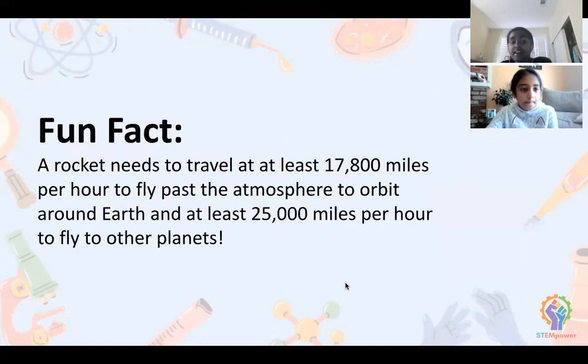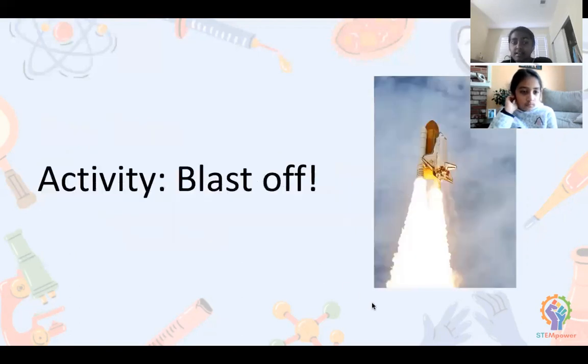So here's a fun fact: a rocket needs to travel at least 17,800 miles per hour to fly past the atmosphere to orbit the Earth, and at least 25,000 miles per hour to fly to other planets.